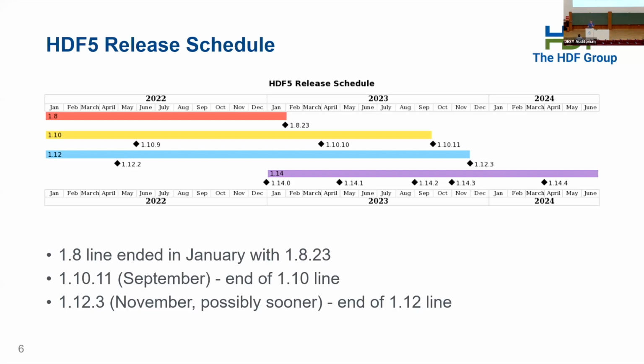As I said, the 1.8 line ended in January, the 1.10 line will end now, and the 1.12 line will end probably right after 1.10. I have it listed on here as in November, but we're going to try to release that as soon as we can. Now that we have the CVE fixes in 1.14, we're just pushing those out to 1.10 and 1.12, and we'll move those down.